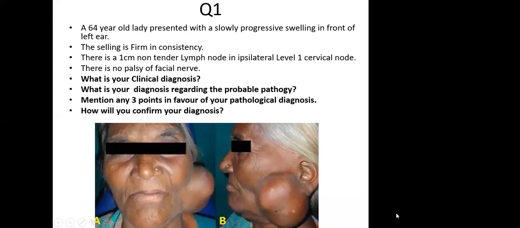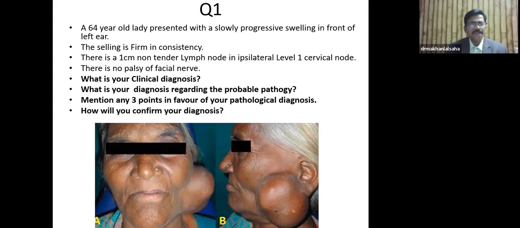A 64-year-old lady presented with a slowly progressive swelling in front of the left ear. The swelling is firm in consistency. There is a 1 centimeter non-tender lymph node in the ipsilateral level 1 cervical lymph node. No palsy of the facial nerve. What is your clinical diagnosis? Fine. So can you give us a clinical diagnosis?